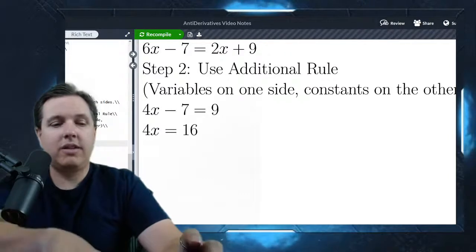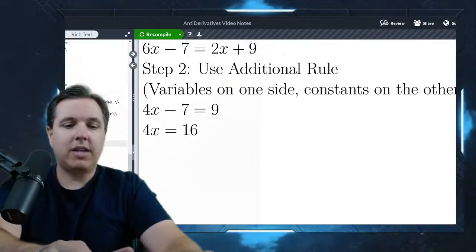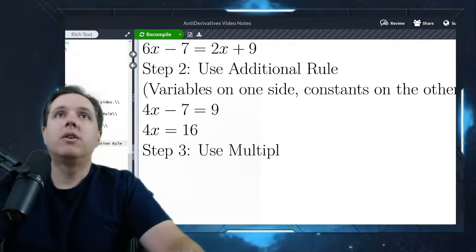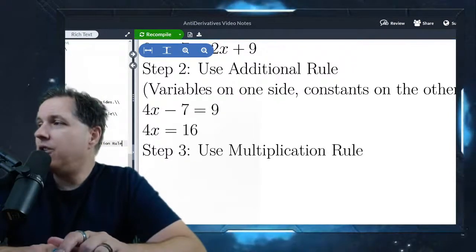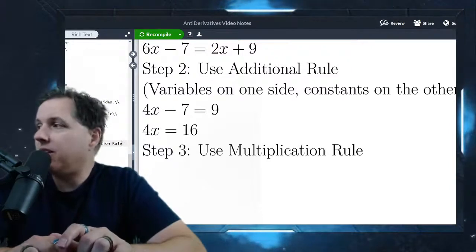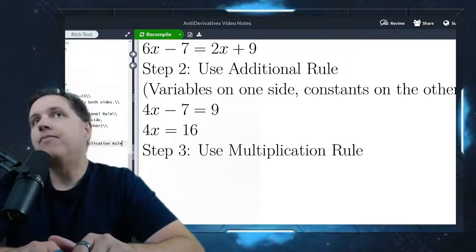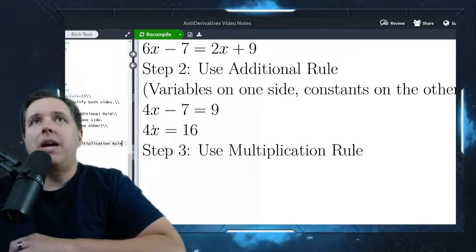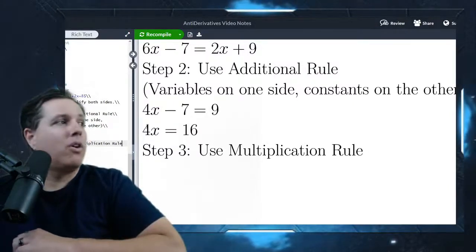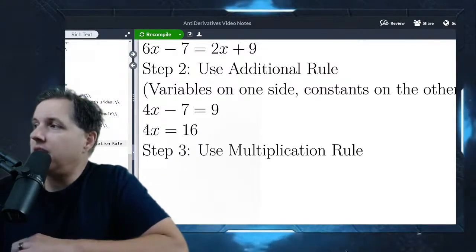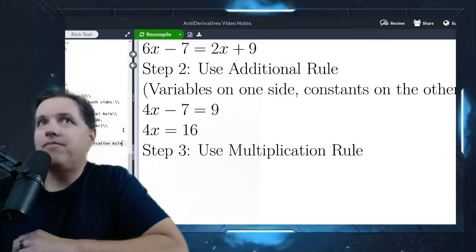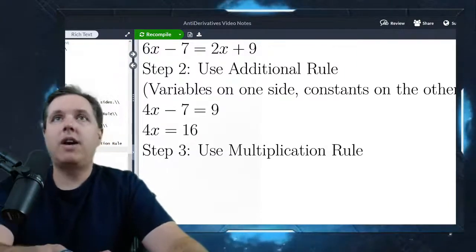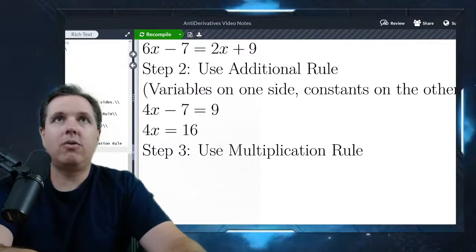And step 3 is to use the multiplication rule. We're going to use the multiplication rule, and usually this is like one step and done most of the time. Okay? So what do I do? Well, I've got 4x equals 16. My x is being multiplied by a 4. How are we going to undo it? Divide by 4. So dividing by 4, I get x equals 4.